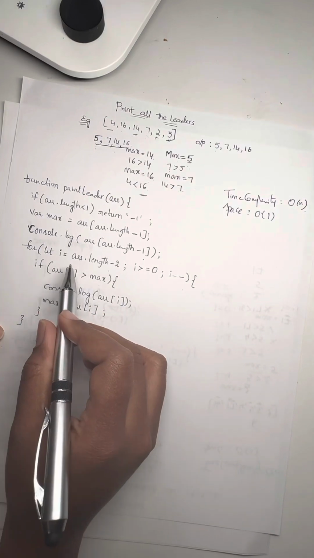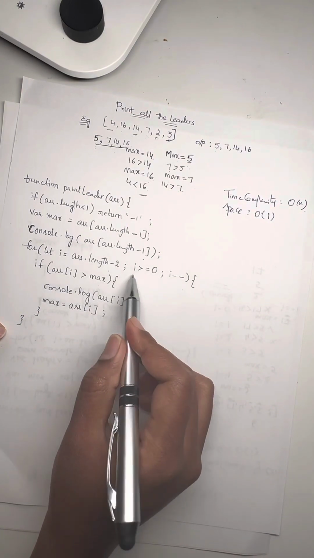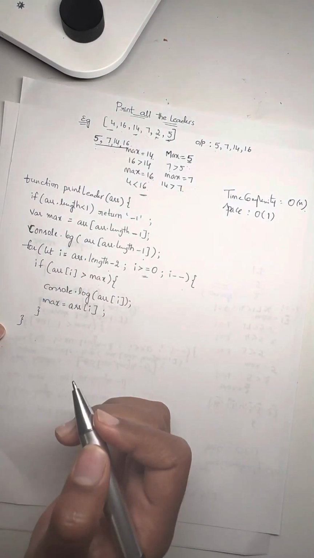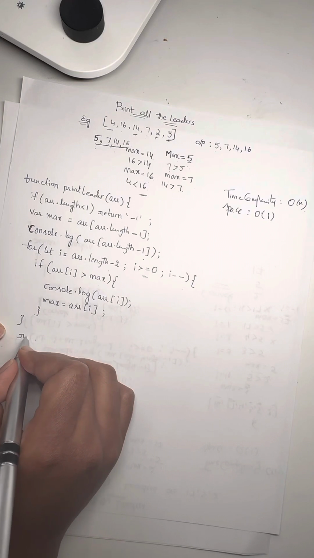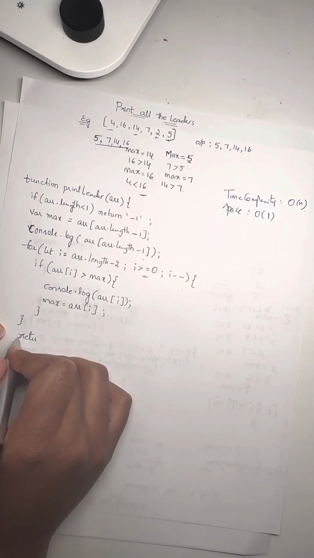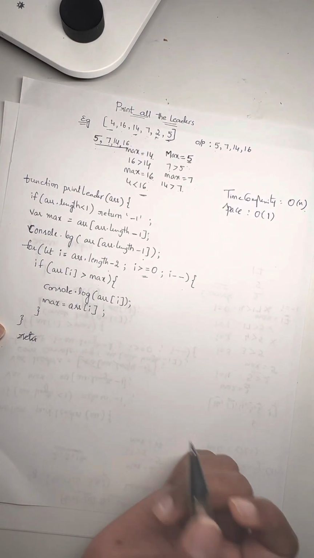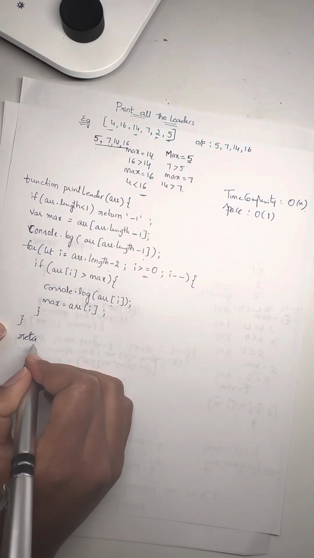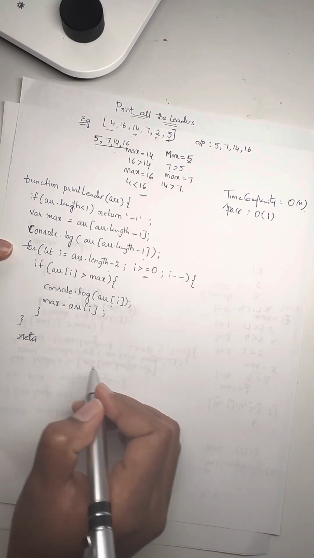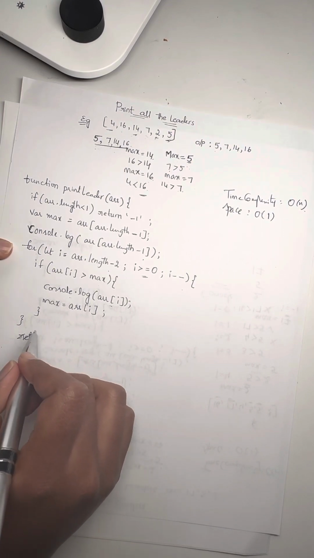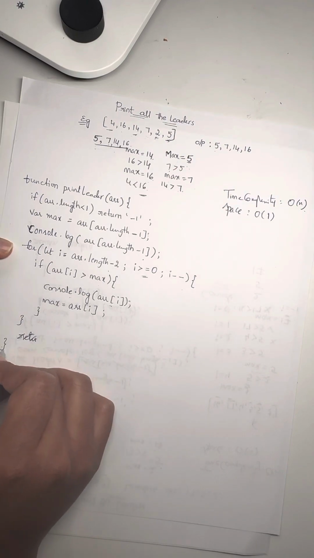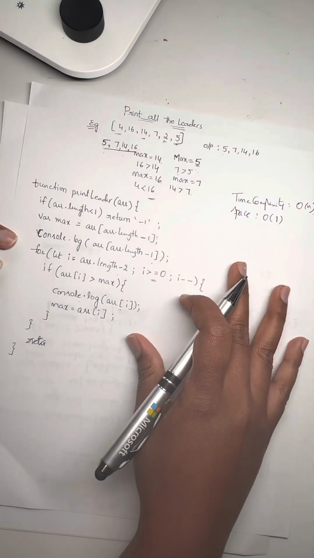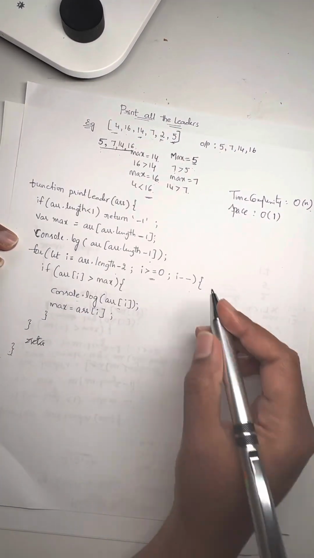So once we loop through all the array and we reach the termination condition when i becomes less than 0, we don't have anything to return because we are just printing all the leaders, right? So we need to have one more bracket. Okay, so let's check this one with some example.